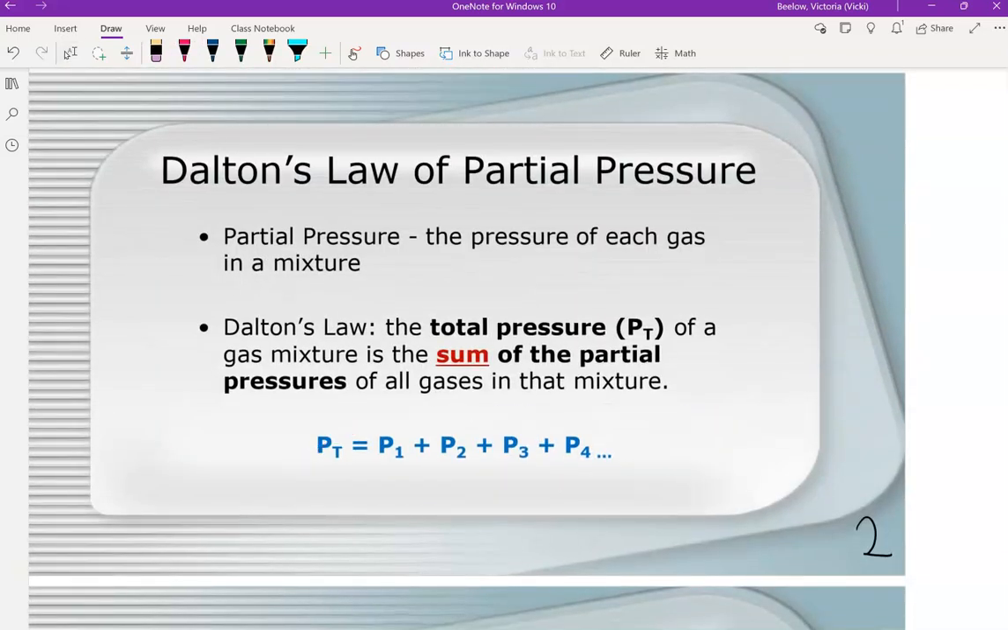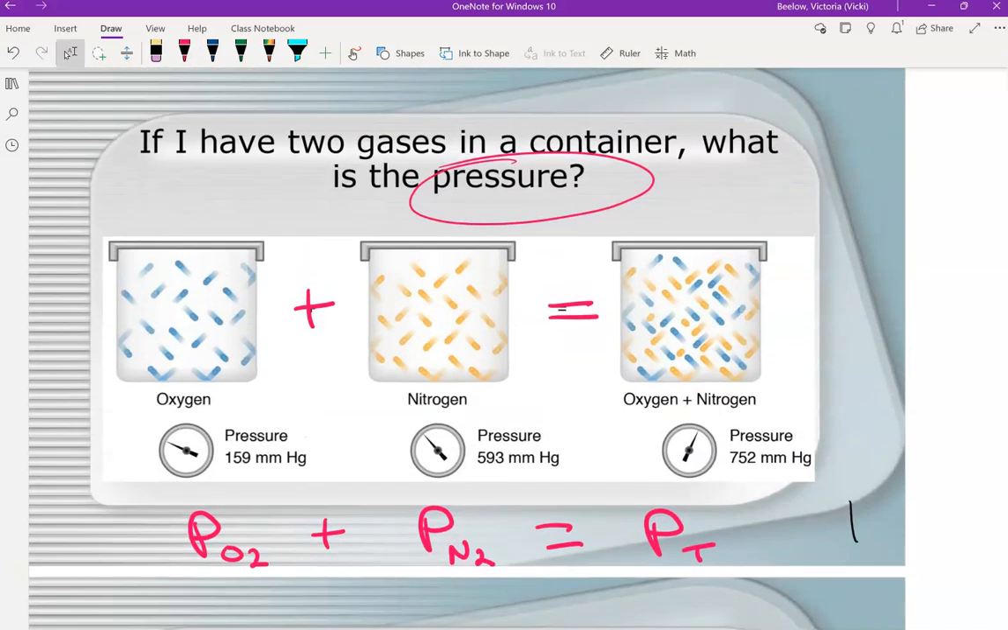Partial pressure is the pressure of each gas in a mixture. Remember, you can have a mixture of a lot of different things. You can have two gases mixed together. You can have a solid and a liquid mixed together. We're just talking about gases for this part of our notes. So Dalton's law is the total pressure, PT, is equal to the sum, adding all of the partial pressures of each gas together. And you can have multiple gases. In this example, I only had two.